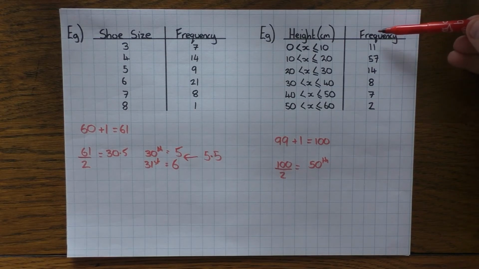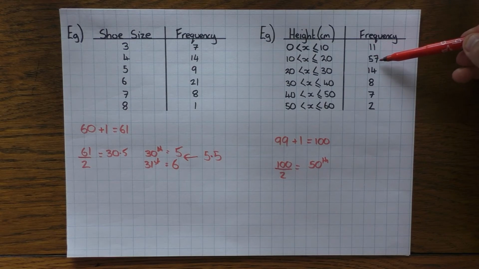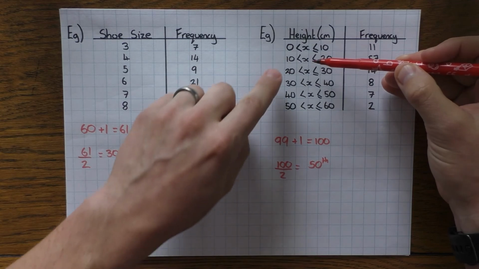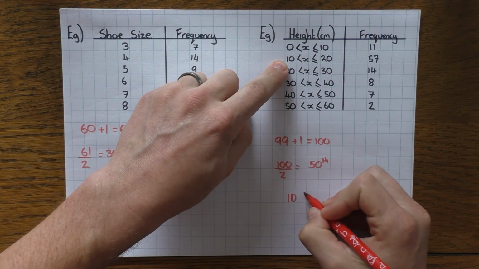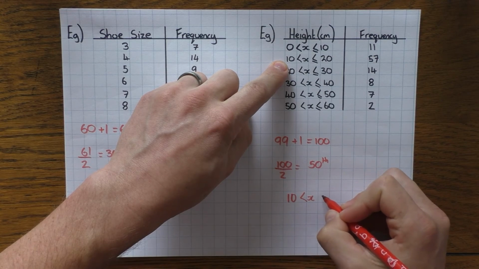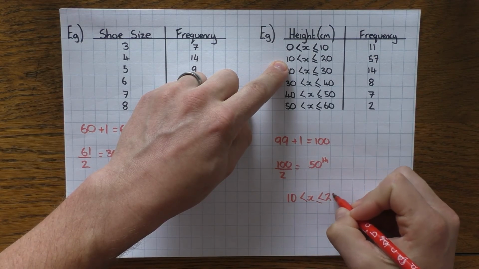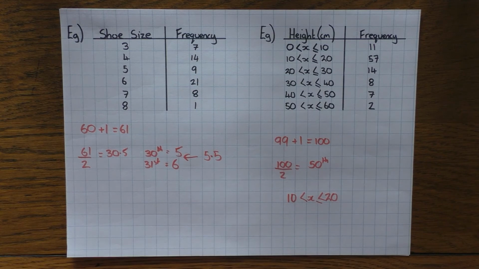Okay, so where is the 50th value? So I'm going to start from this end. I have 11 here, and I have 57 here. So that takes me up to the 68th value. So the 50th value is somewhere in here. So the median for this one here is going to be in this group, which is x is bigger than 10, but less than or equal to 20. So that one was quite nice.